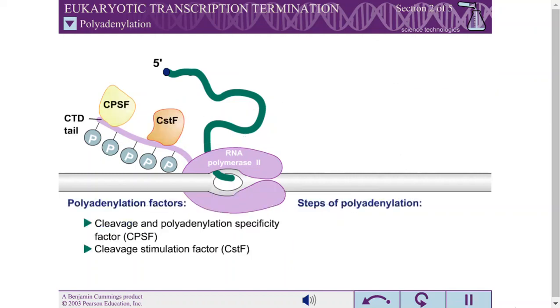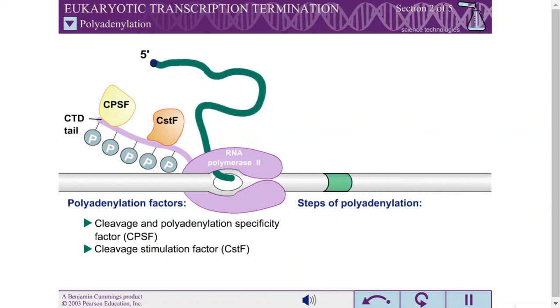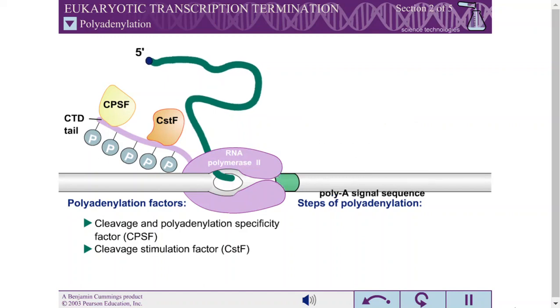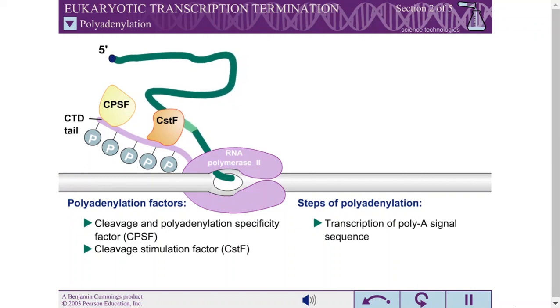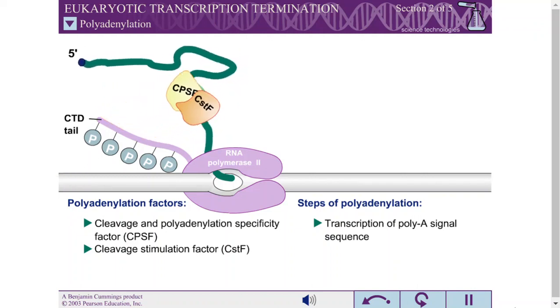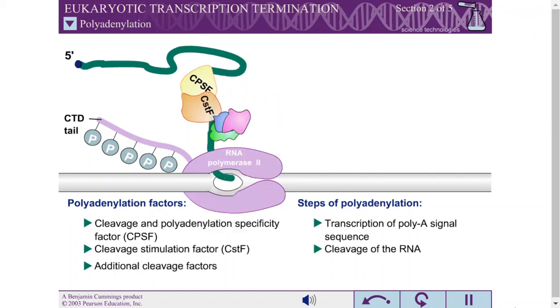When RNA polymerase has reached the end of a gene, it encounters a specific sequence called a poly-A signal sequence. Once this sequence is transcribed into the RNA, it triggers the transfer of CPSF and CSTF to the RNA. Once CPSF and CSTF are bound to the RNA, additional cleavage factors are recruited as well, leading to the cleavage of the RNA.